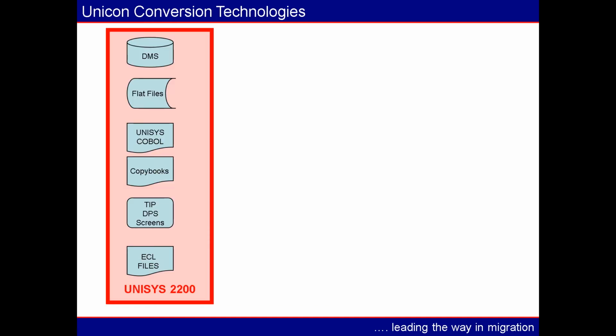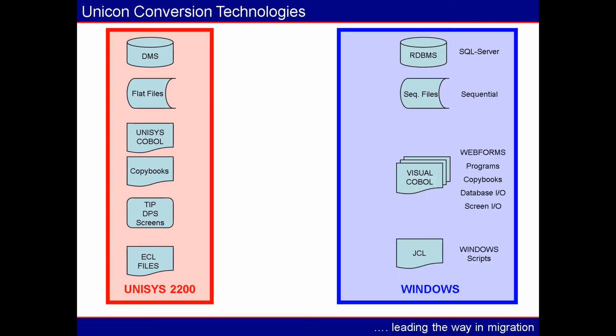In this example, the customer's current components are a DMS database, COBOL programs, DPS screens running under TIP, and ECL files to perform the batch jobs. The new Windows platform is to use SQL Server tables, ASPX web form screens serviced by an IIS web server, Visual COBOL programs, and .bat scripts to run the batch jobs.